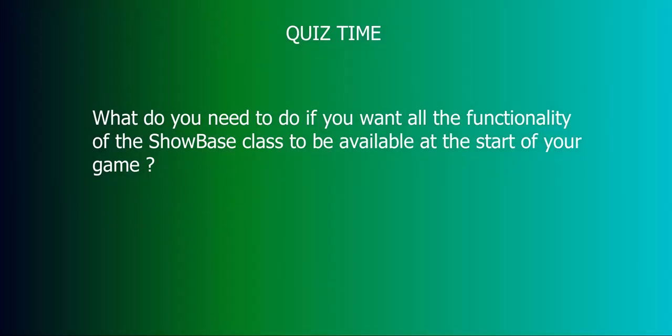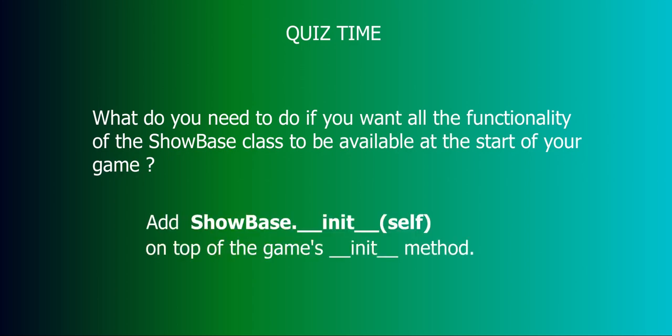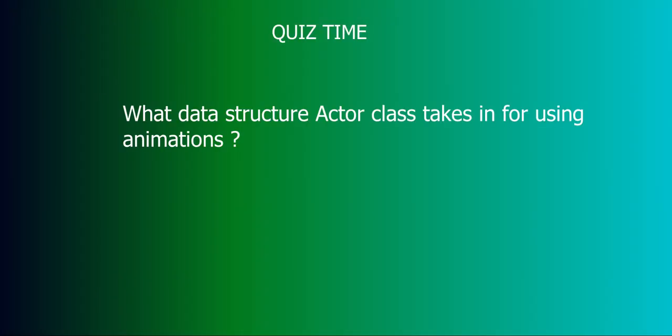What do you need to do if you want all the functionality of the ShowBase class to be available at the start of your game? And it's the ShowBase initializer, the ShowBase.__init__ method. What data structure does the Actor class take in for using animations? And it's a dictionary.